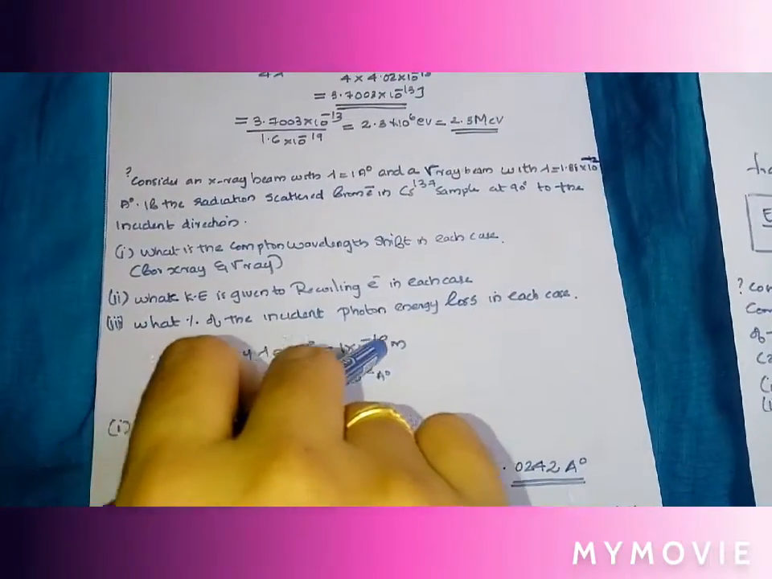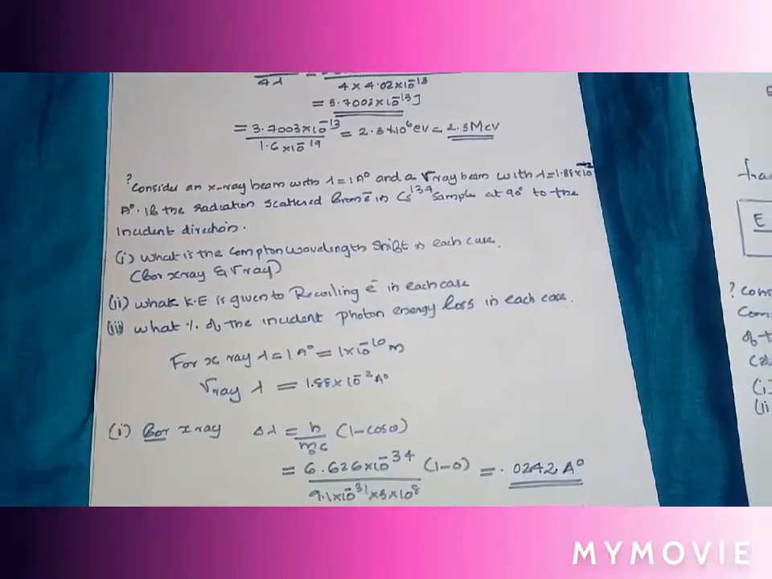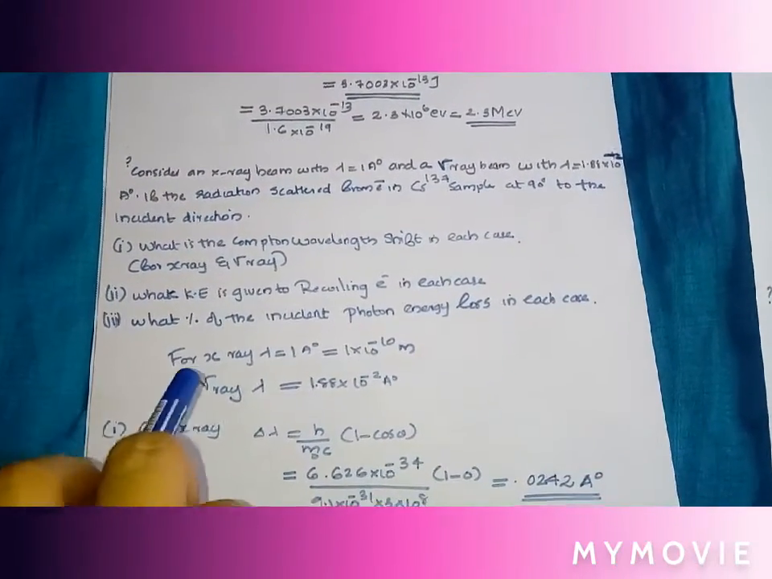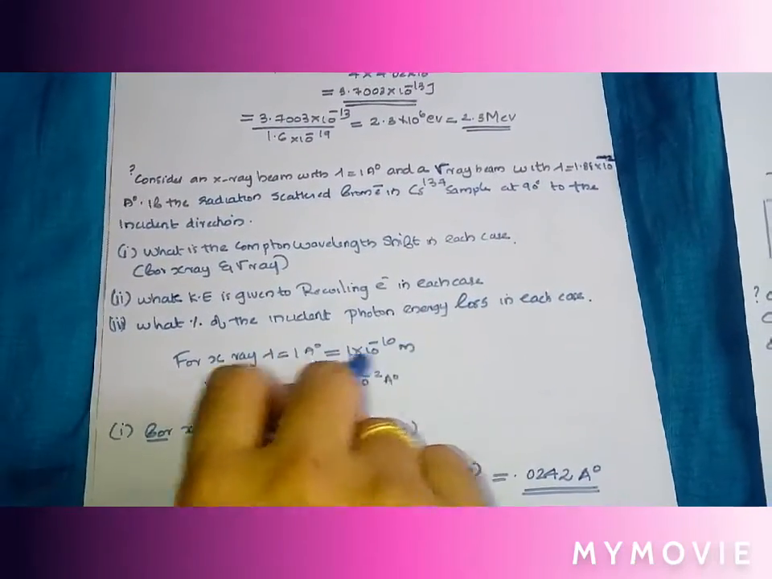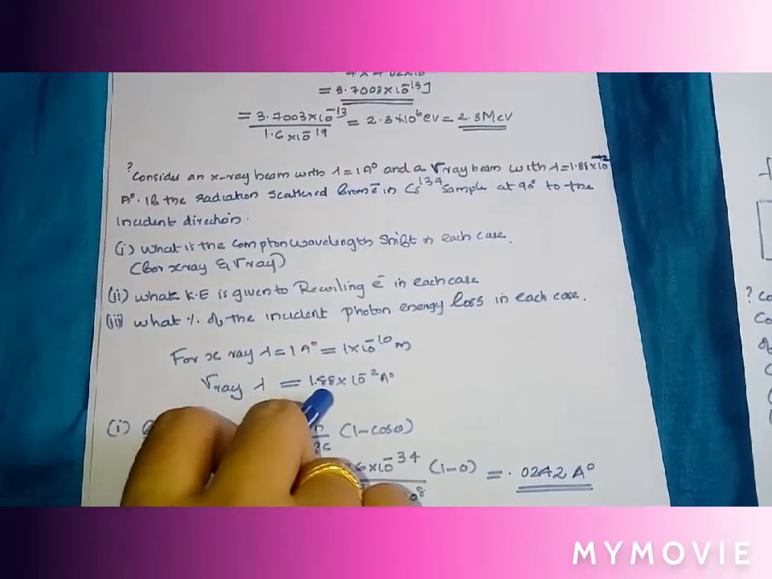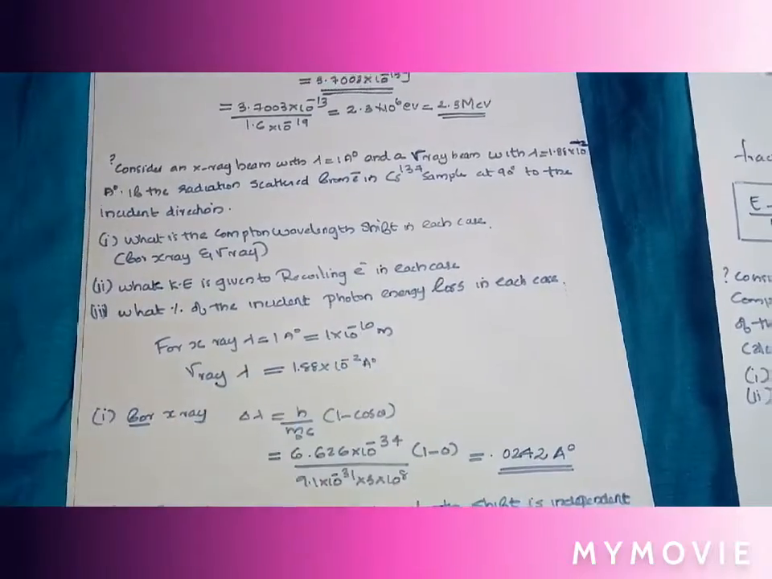What percentage of the incident photon energy is lost in each case? We know that in the question it is given that for the X-ray, lambda is equal to 1 angstrom, that is 1 into 10 raised to minus 10 meter. For the gamma ray, lambda is equal to 1.88 into 10 raised to minus 2 angstrom.